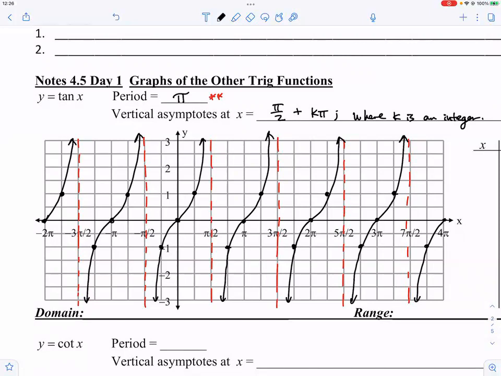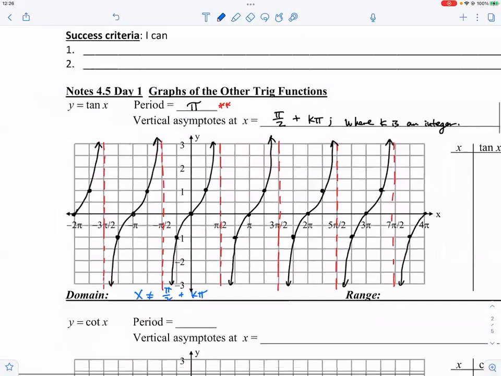All right, so what's the domain? Well, we don't include the asymptotes, right? Those are the places where you have the asymptotes, and vertical asymptotes mean undefined x values. So for the domain, in this case, we are not going to use interval notation, because that would be nuts. We would just say x does not equal pi over 2 plus k pi.